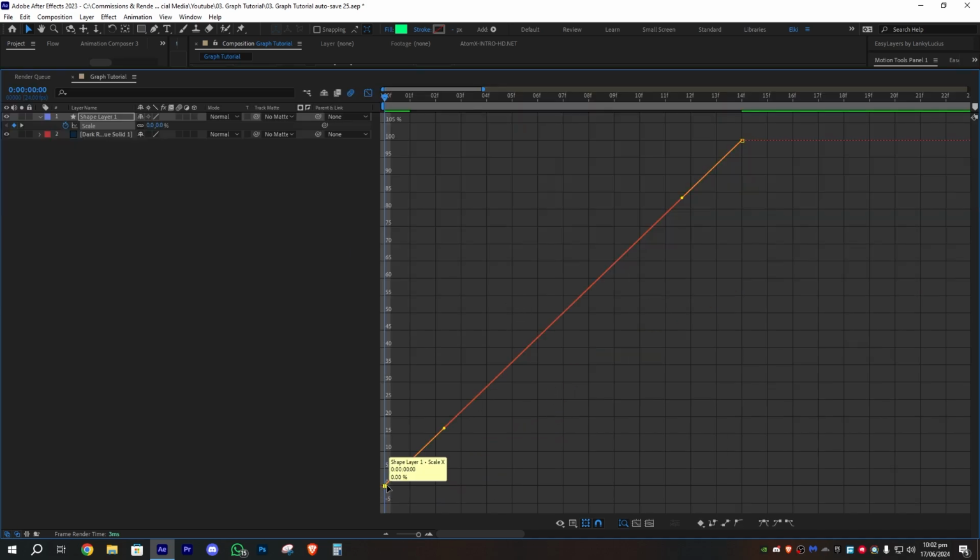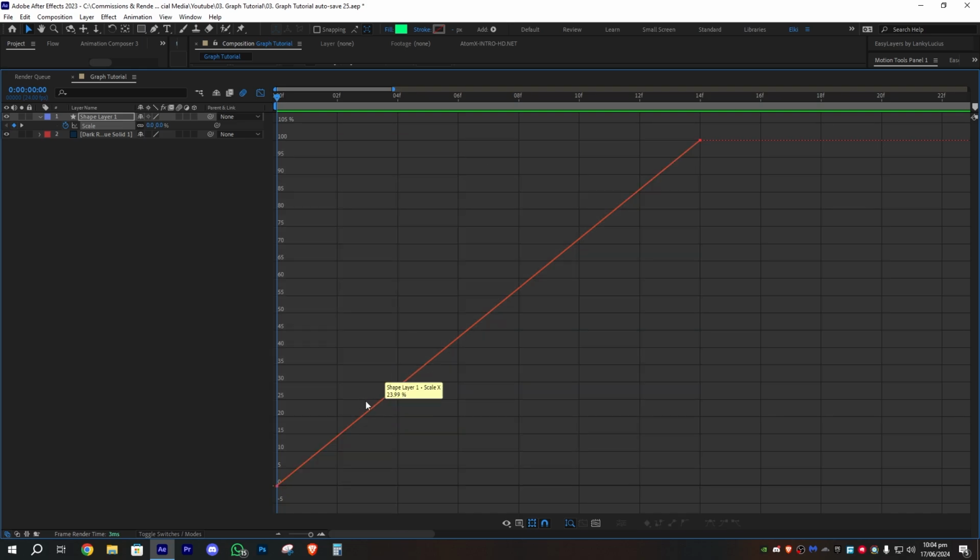If we have linear keyframes like this, it goes from 0 to 100 at a constant speed. As you can see, 0, 5, 10, 15, 20, 25, 30, 35, 40. There is no change in direction in the graph and it's in a straight line moving at a constant speed. This instant of my diagonal, as you can see, indicates 25% of my animation, right?